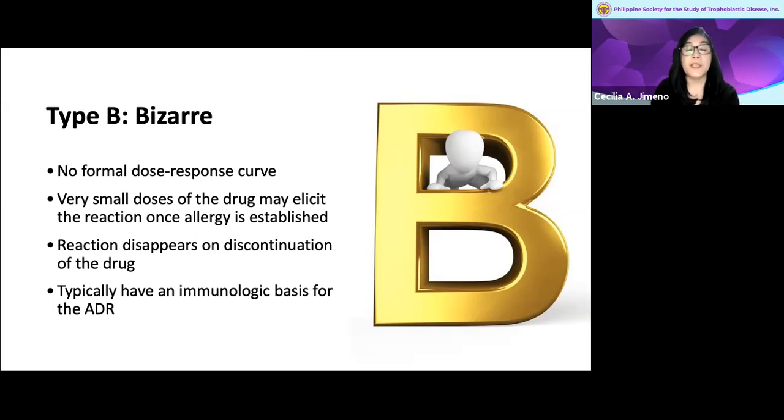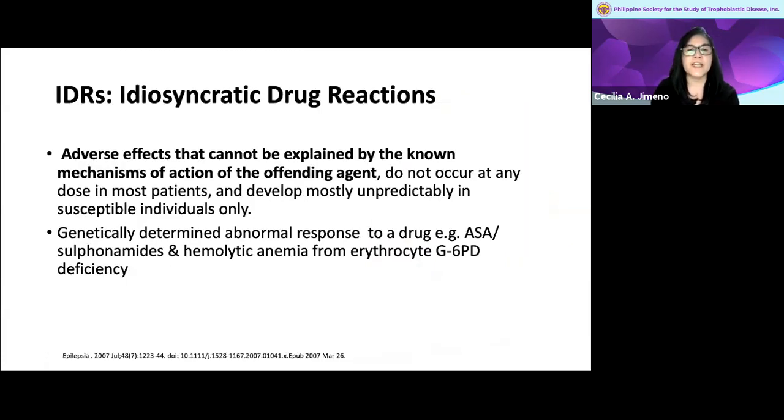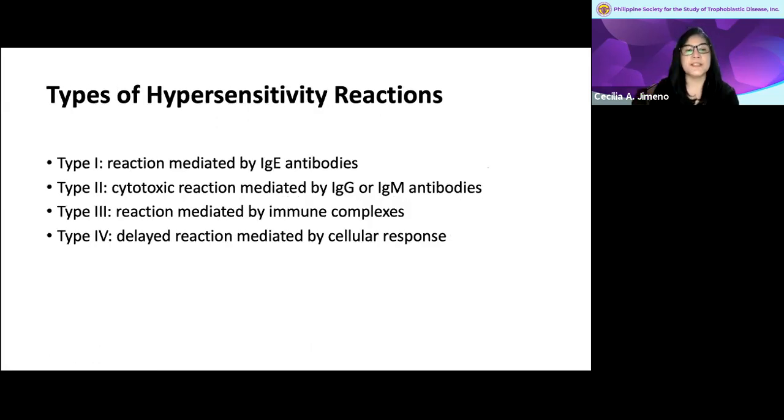And typically they have an immunologic basis for the ADR. These idiosyncratic drug reactions do not occur in most patients. So that's a clue. They are typically rare and develop most unpredictably in susceptible individuals only, although some would have a genetically determined abnormal response to a drug. Let's say if you have a G6PD deficiency, then you could potentially develop a hemolytic anemia when you use sulfonamide drugs or aspirin. Now, these are the types of hypersensitivity reactions.